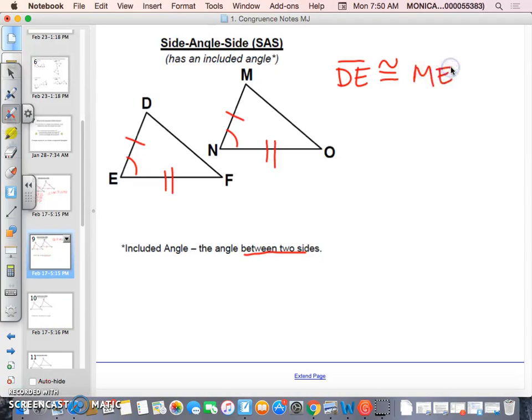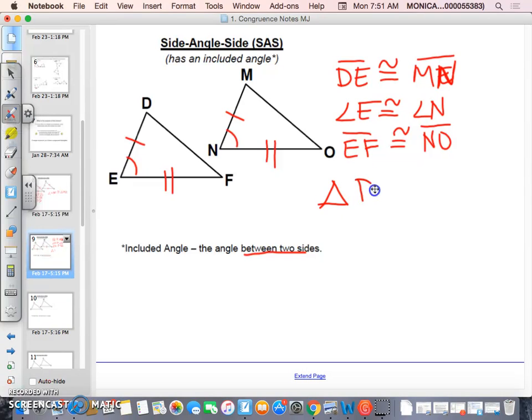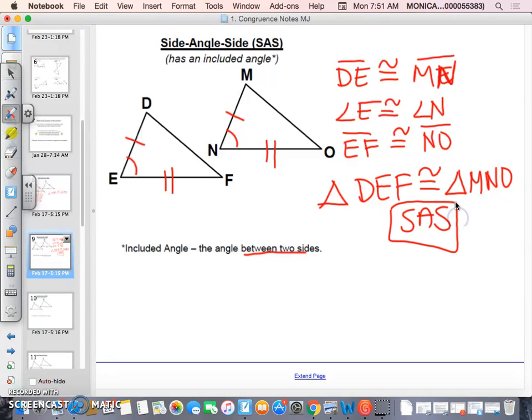Again, D and M correspond, so I have to start with, oops, sorry, not ME, I want MN. So if I know line segment DE is congruent to line segment MN, and I know that angle E is congruent to angle N, and I have this third piece of information, that line segment EF is congruent to line segment NO. If I know these 3 pieces of information, then I can say that triangle DEF is congruent to triangle MNO, and it would be by side, angle, side. So that's how we write it, because we don't want to write the whole letters out because we're mathematicians and that's too much for us.